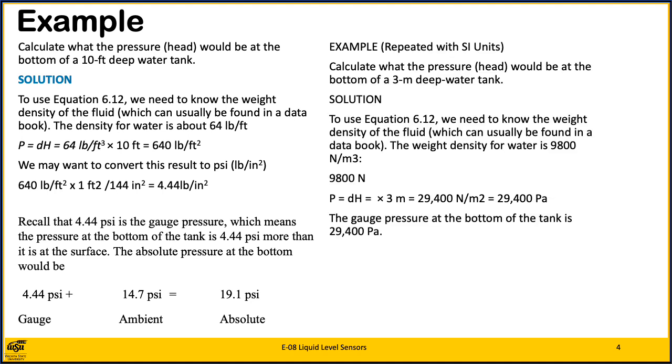Looking at an example in SI units, calculate what the pressure of the head would be at the bottom of a 3-meter deep water tank. The solution, using similar methodology: the weight density of the water is now 9,800 newtons per cubic meter. Plugging that into P equals D times H, we get 9,800 times 3, which will give you 29,400 newtons per square meter, and we know that newtons per square meter is pascals. The gauge pressure at the bottom of the tank is 29,400 pascals.